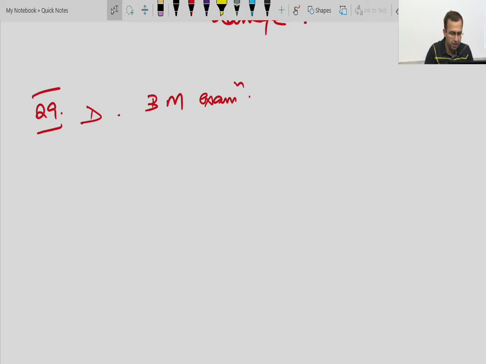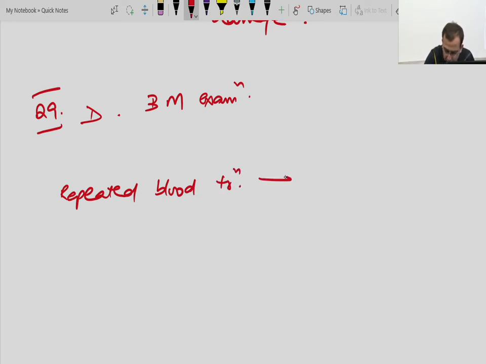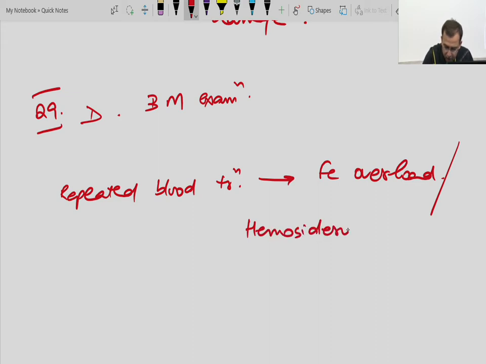In this, the examiner mainly wanted you to know that repeated blood transfusions can lead to iron overload or hemosiderosis. We'll be doing this subsequently in detail. As a result, you need to test for pulmonary hemosiderosis as well as for urine hemosiderin.